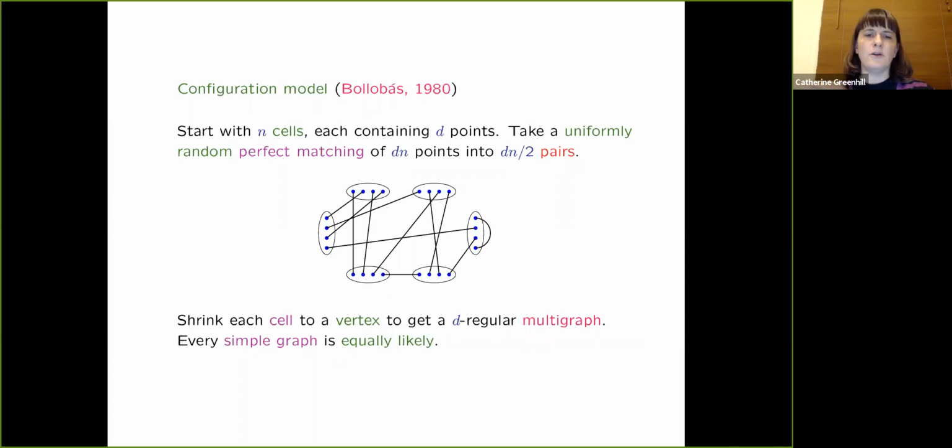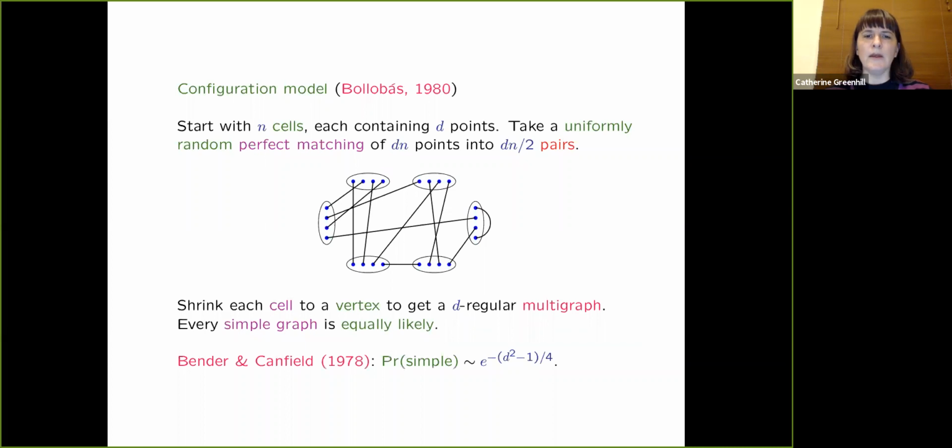But if you condition on no loop, so we've got a loop in the right-hand vertex of this picture, and there's a few pairs of repeated edges that you might be able to see. If you condition on the configuration being simple, which means it creates a simple graph, then every simple graph is equally likely because they all correspond to the same number of configurations. And that's why we work in the configuration model. Furthermore, the probability of being simple, if d is a constant, tends to a constant, and in particular, it's bounded away from 0. So we can divide by this probability when we do conditioning. Okay.